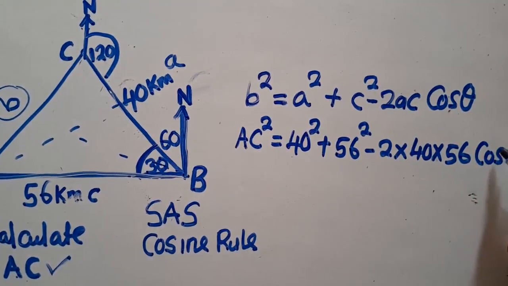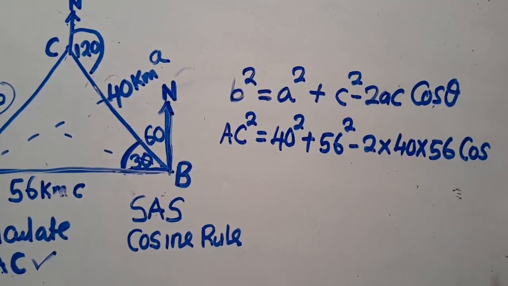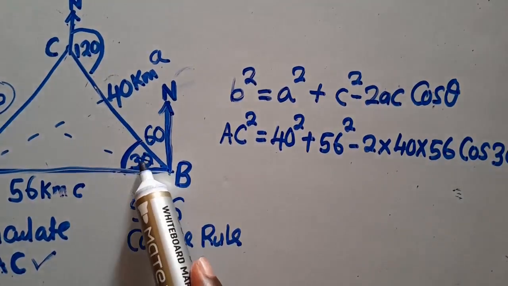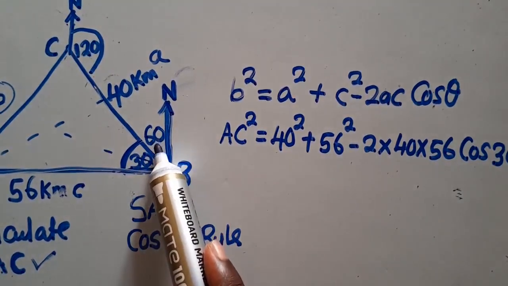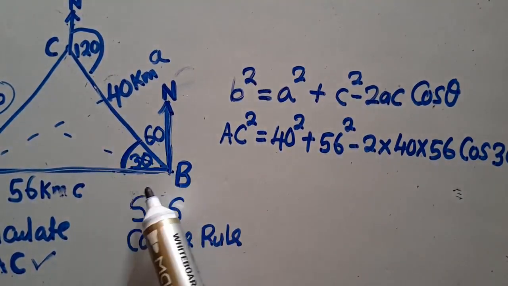What angle am I given? So what angle am I given there? This is what? A 30. The angle there, which is 30. So I'm not supposed to use this angle because this one is out of the triangle which is given.